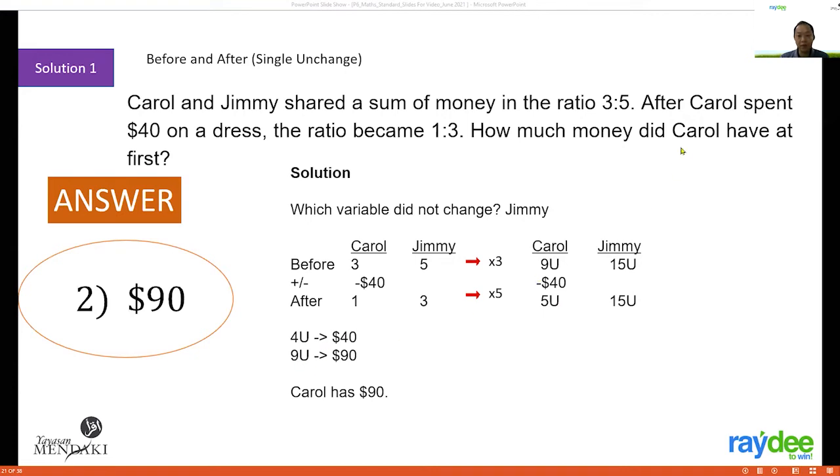Why do we find 9 units? Because we want to find out how much money Carol had at first, okay? So Carol has $90, right? 9 units. Yeah, correct. Next.